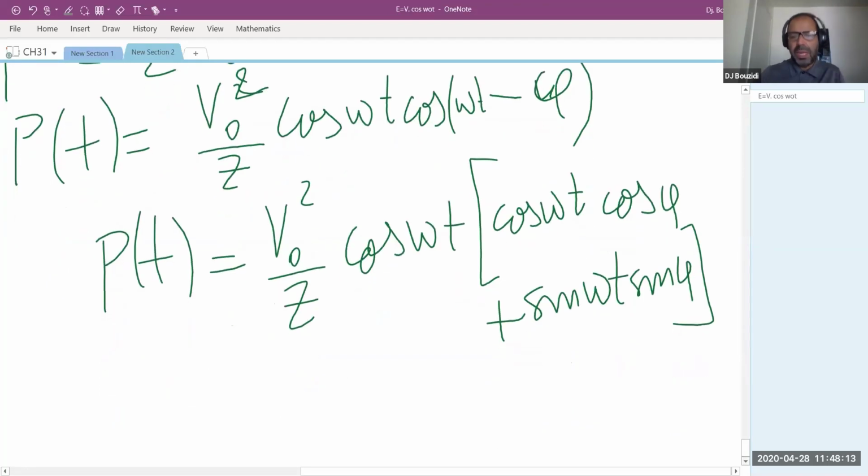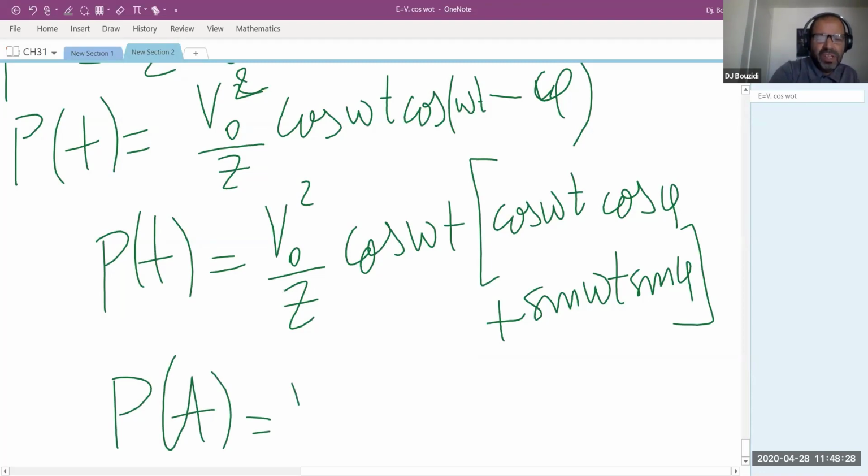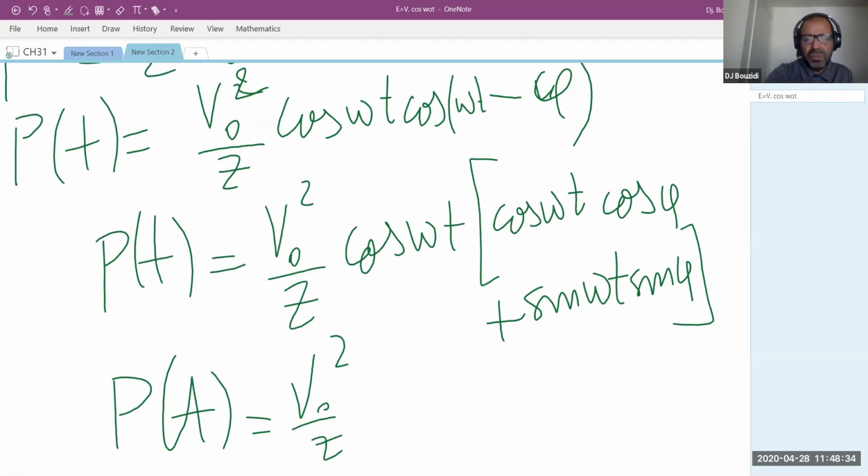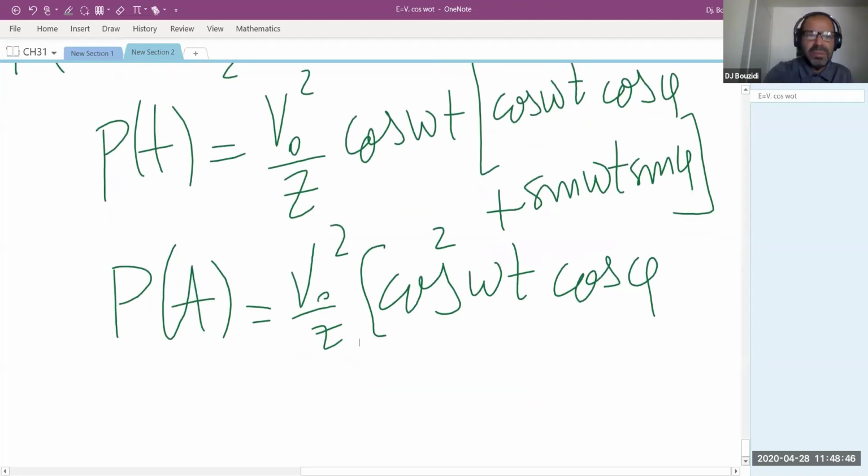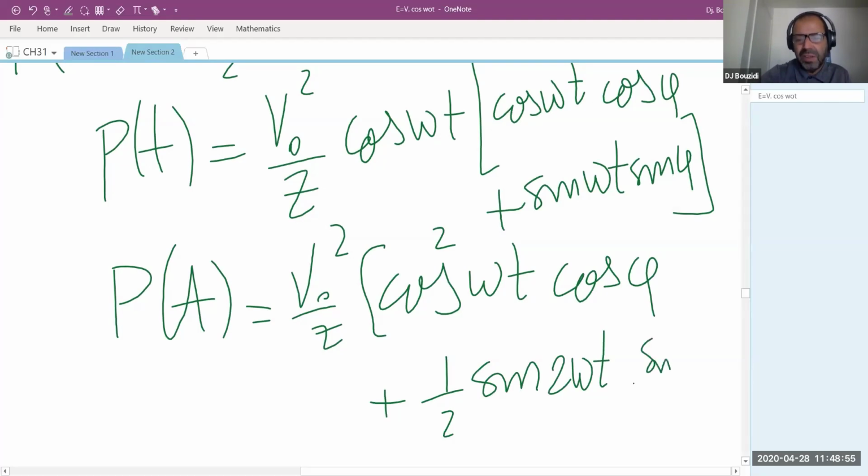Don't forget I have a cos multiplying them, so I will have a cos squared of omega t times cos phi, and cos times sin, which is cos omega t times sin omega t times sin phi. So basically the power looks like this. P of t will have V naught squared over Z. This you cannot do with the phasors or anything else. You have to do it with trig. So cosine squared of omega t cos phi plus cos times sine. And cos times sine, I know, is just 1/2 of sine of twice the angle, 2 omega t, times sine of phi.